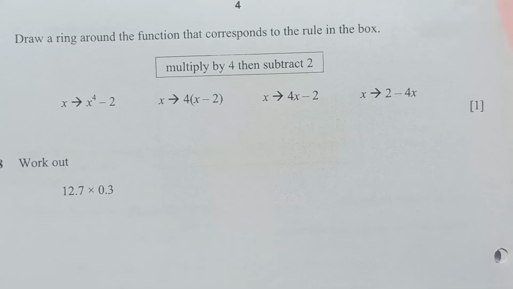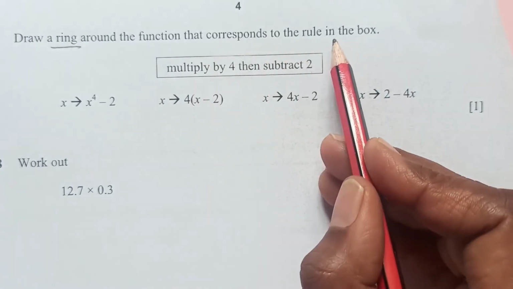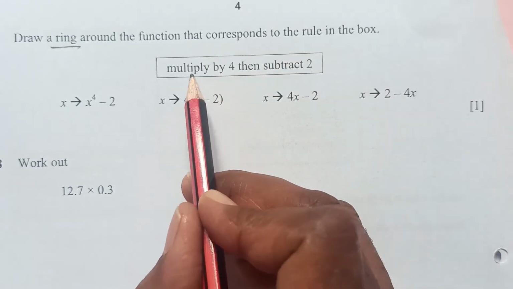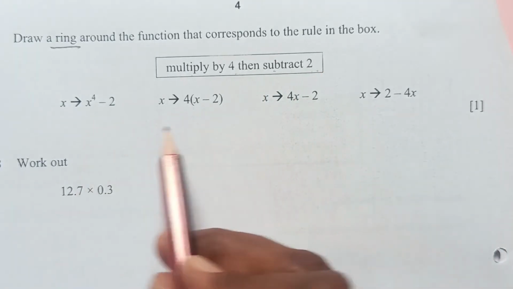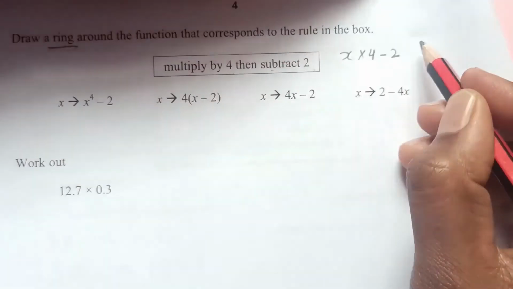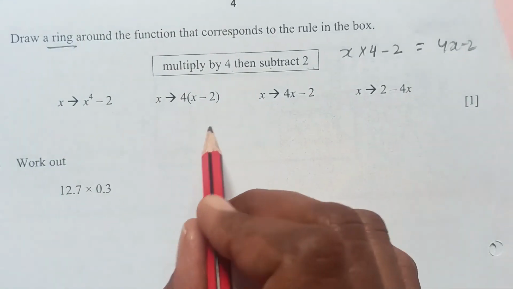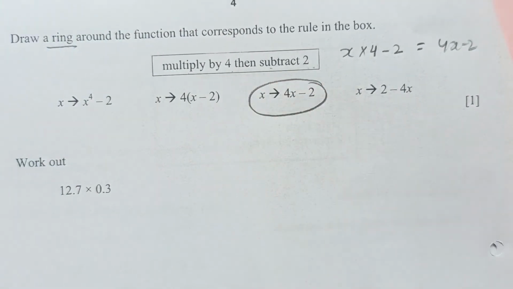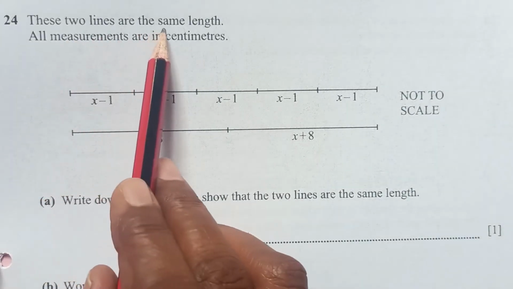Another question from expressions here. Draw a ring around the function that corresponds to the rule in the box. The rule is multiply by 4, then subtract 2. So you see we have x here. x is multiplied by 4 and then we subtract 2. So how can we write it down? We can write it down as 4x minus 2. So where is 4x minus 2? It is here. So just put a ring around it, right? That's it. That was a very easy question. Here is a bit of a different question. Two lines are the same length.